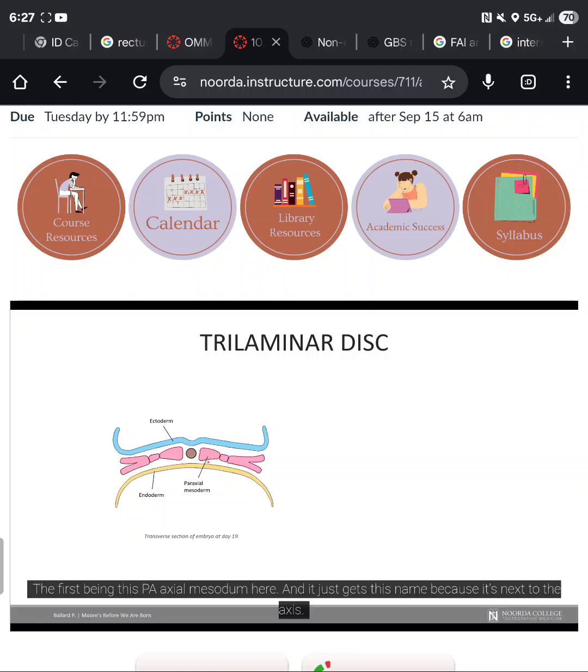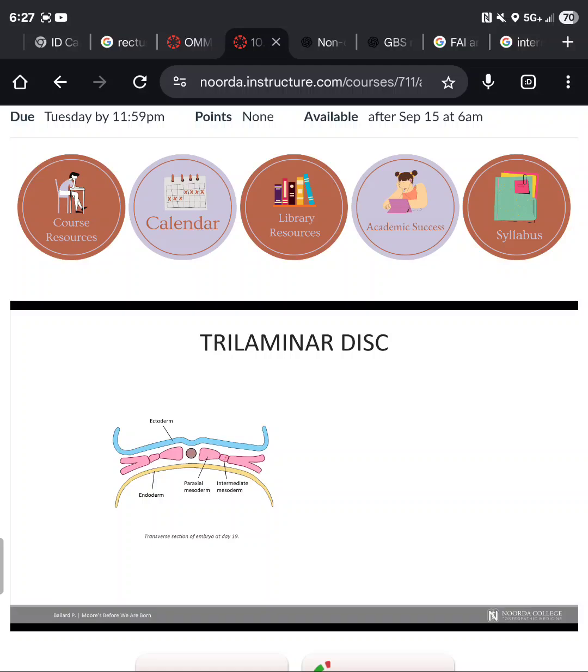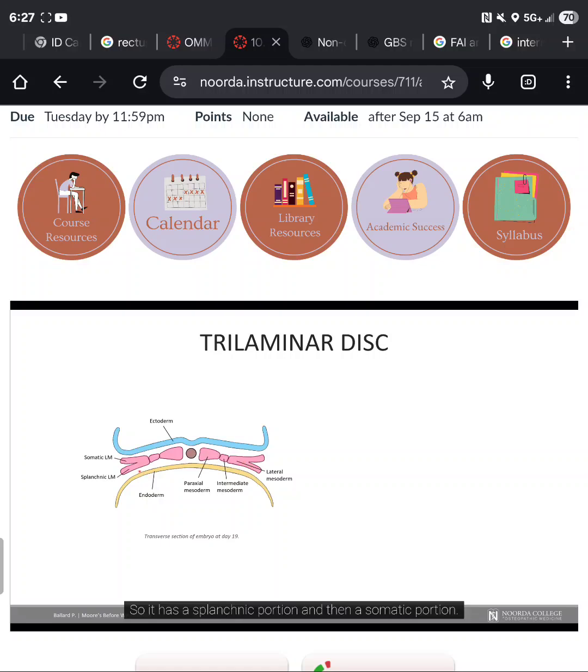The first being this paraxial mesoderm here, and it just gets this name because it's next to the axis. And then this portion in the middle, we're going to call the intermediate mesoderm. And then the most lateral portion, we're going to call the lateral mesoderm. So we've got some really good names there. And then the lateral mesoderm has 2 different components to it. So it has a splanchnic portion and then a somatic portion. Finally, we're also going to label the notochord right here.